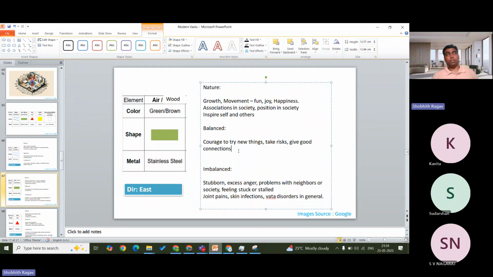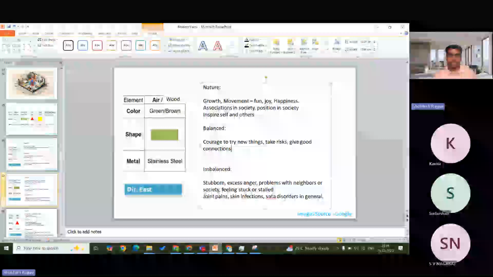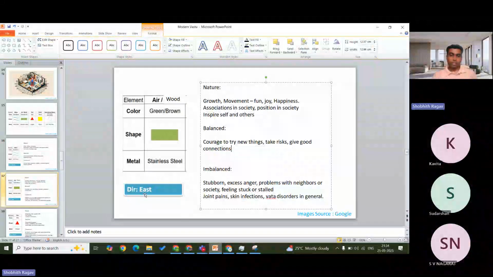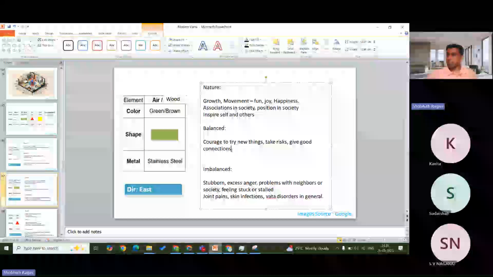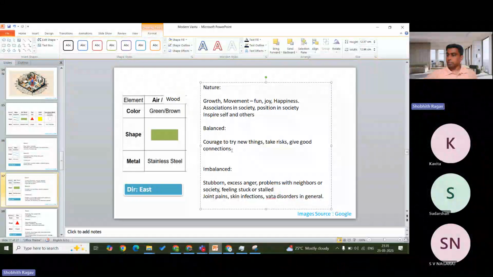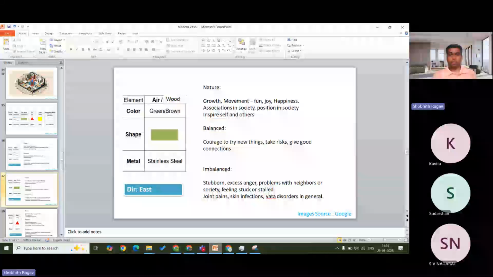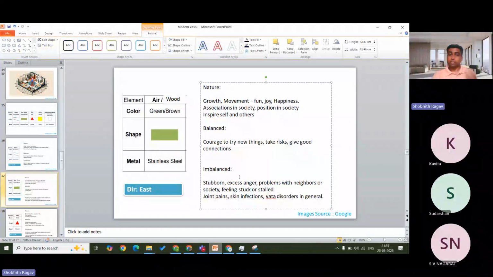Also, in terms of government, because East also depicts government, the direction for the sun, all government related matters connect to this direction. So if you have a strong East zone and air element, any kind of government connections you can easily establish.